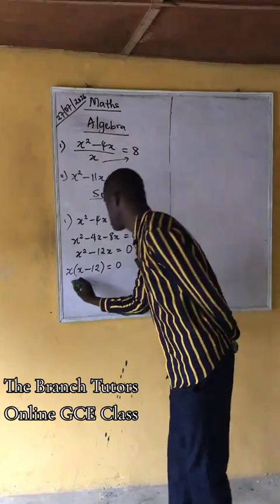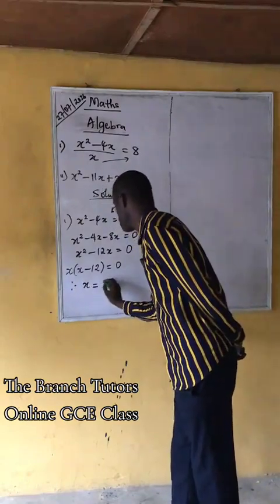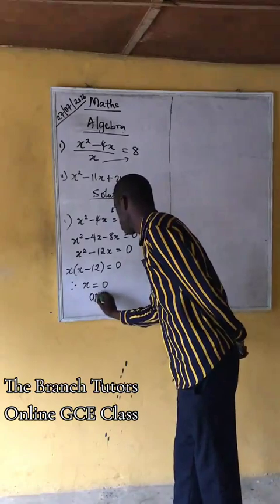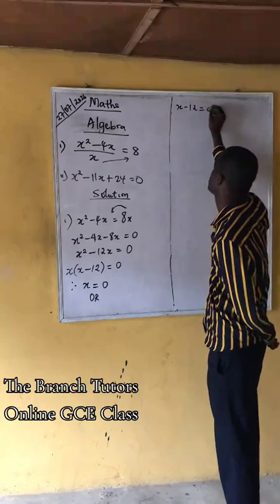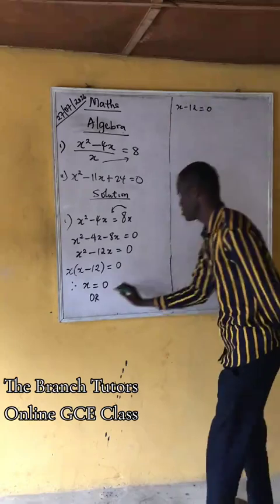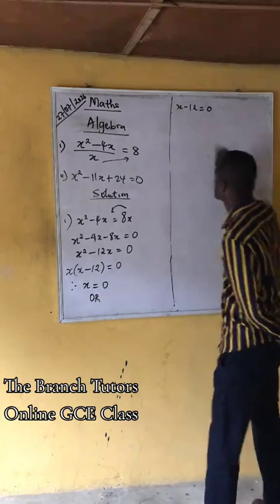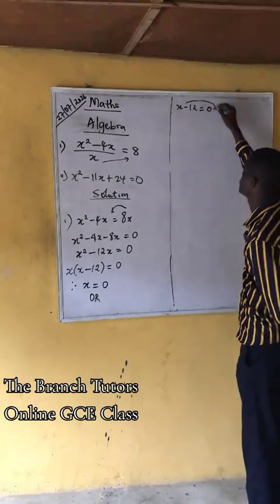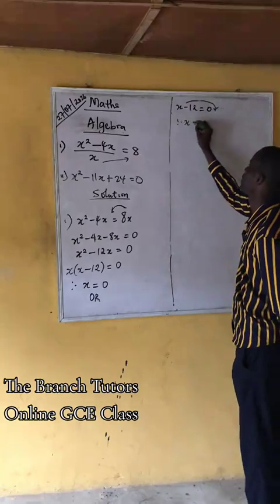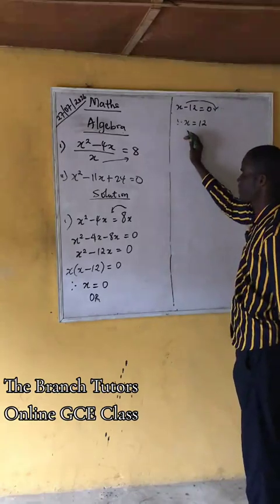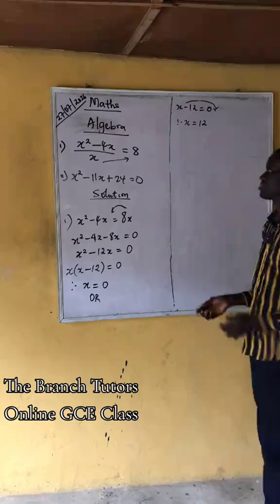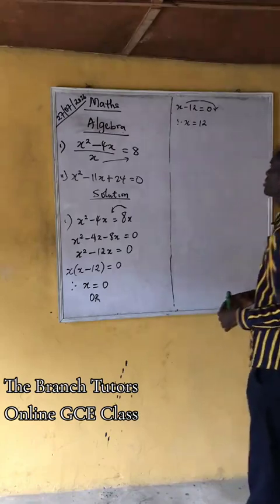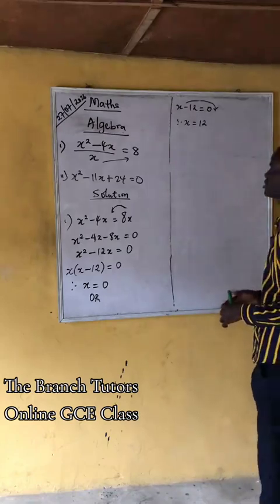So therefore, this can be x equals 0 or x minus 12 equals 0. So this is all. Let me write the x very well. Now let's bring this negative 12 here. So therefore, our x equals 12. So our x is 0 or 12, which is 12. So x is 12.